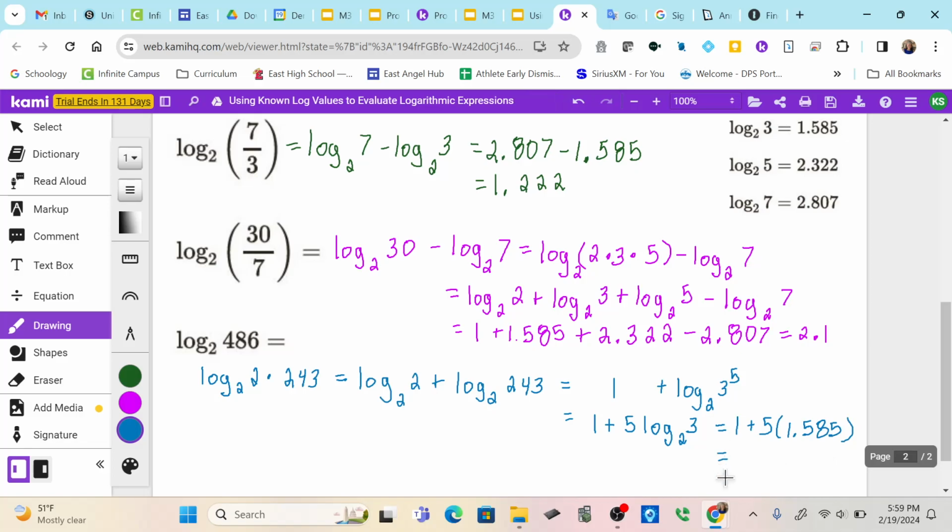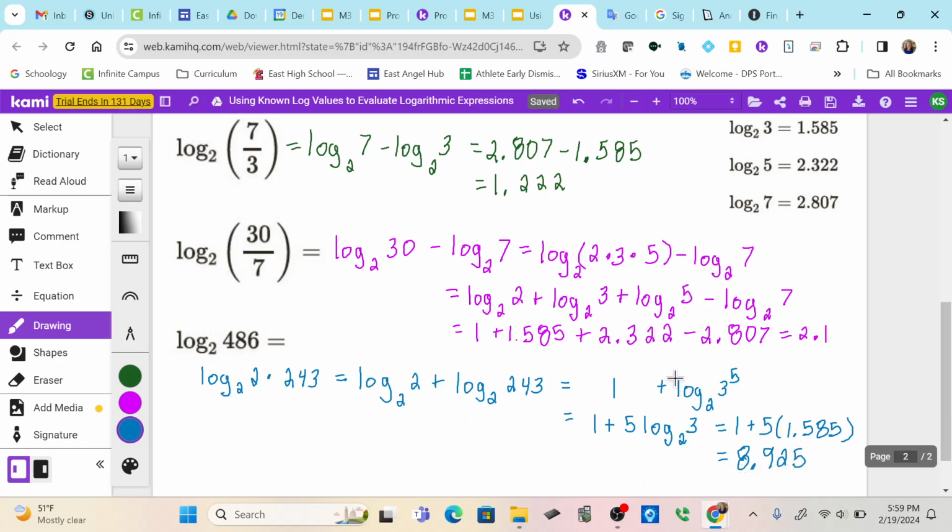And using my calculator, I'm going to go ahead and take 5 times 1.585 and then add 1 to it, and we have a value of 8.925.